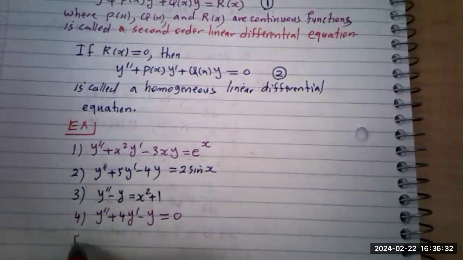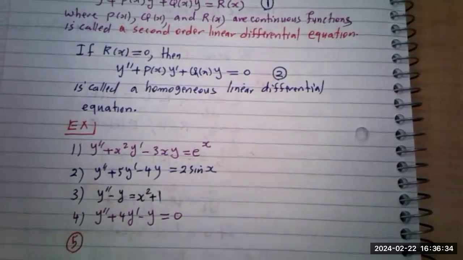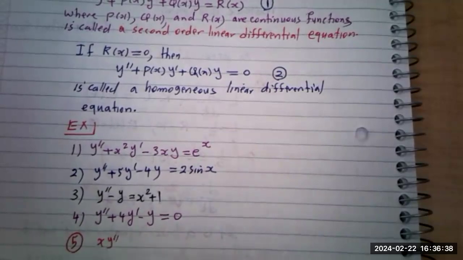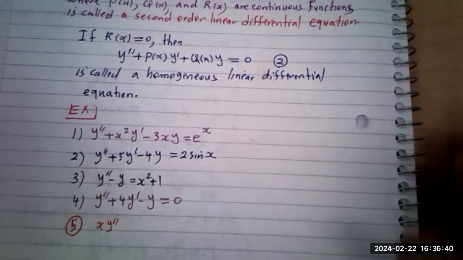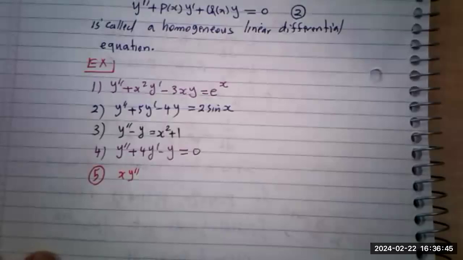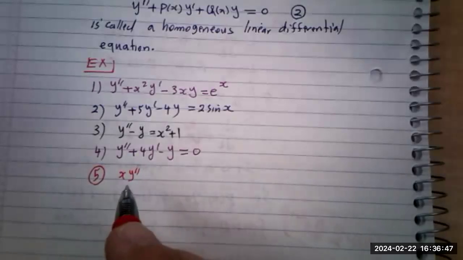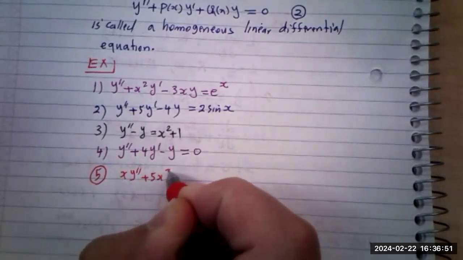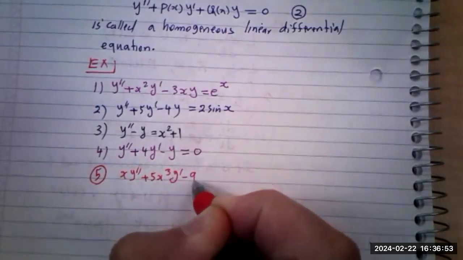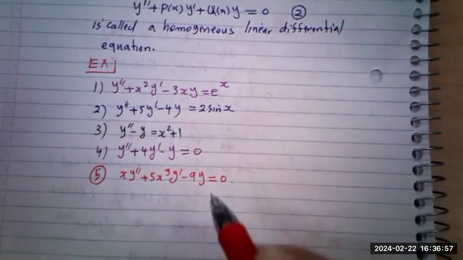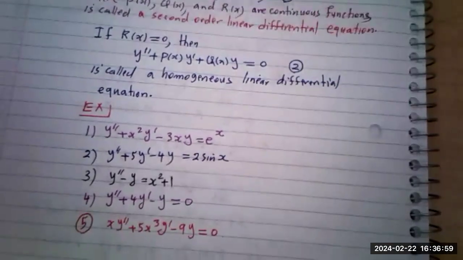And the one to remember is the last one, number 5. Number 5 is x times y double prime plus 5x cubed y prime minus 9y equal to 0. What's different about this one?